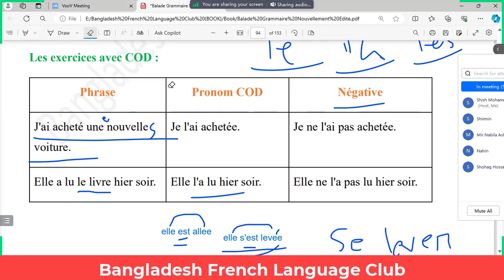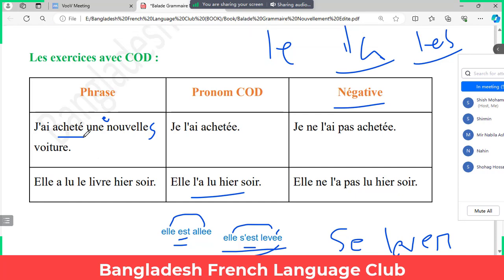Past tense. Past tense, but is it conjugated with the pronominal verb, or is it a movement verb? Is it a movement verb, or a pronominal verb? It's not a movement verb. It's not a pronominal verb, right? None of them, right?